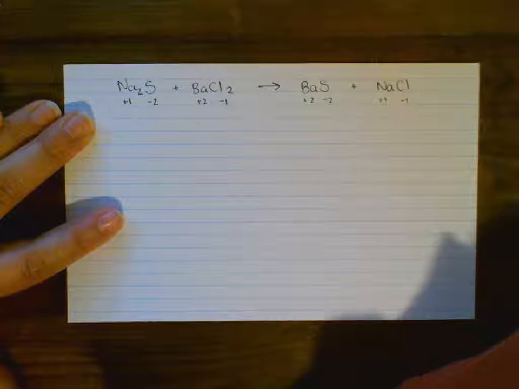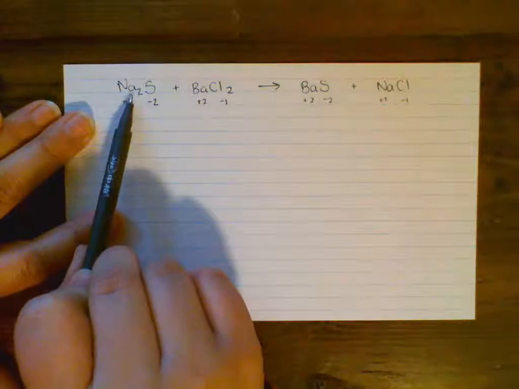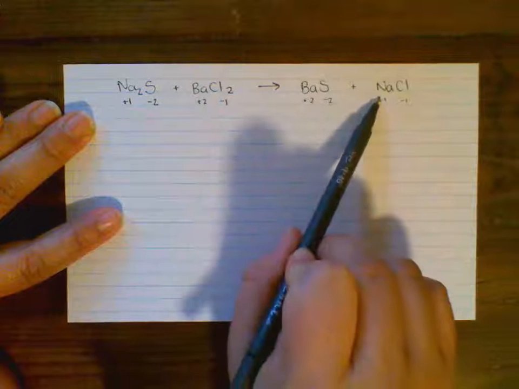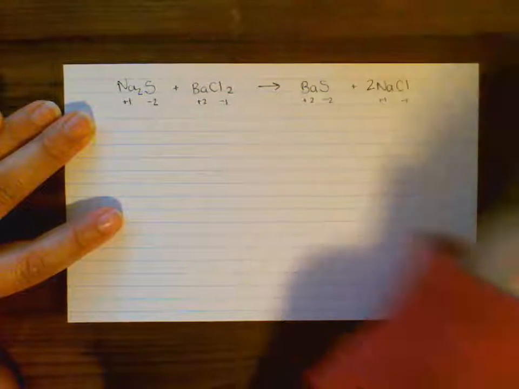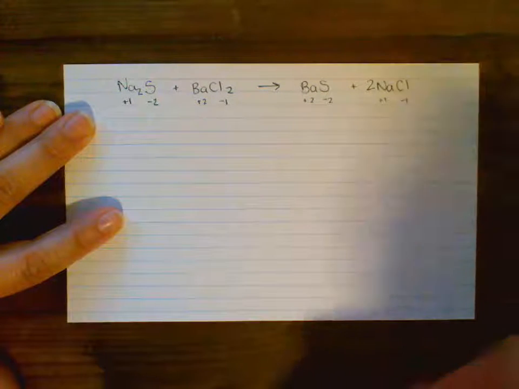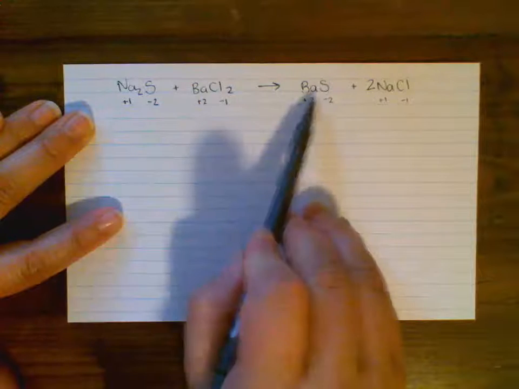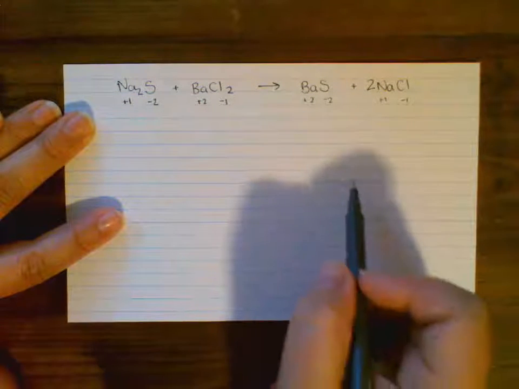My next step is to balance the reaction. So if I look at my reactant side, I have 2 sodiums and 2 chlorides. Over here on my product side, I only have 1 sodium and 1 chloride, so I'm going to put a 2 in front of it. On my reactant side, I have 1 sulfur and 1 barium. On my product side, I have the same thing. So my reaction is now balanced.